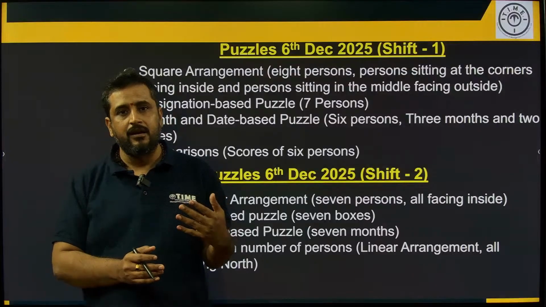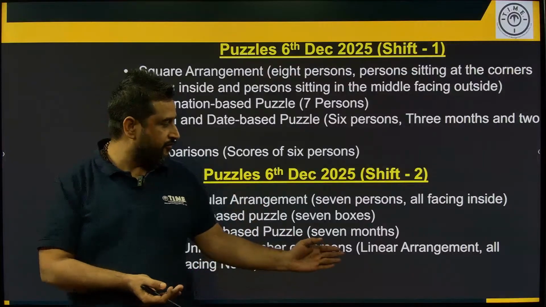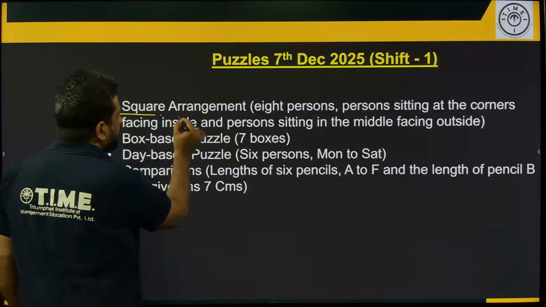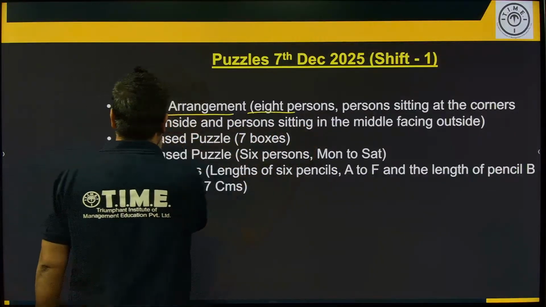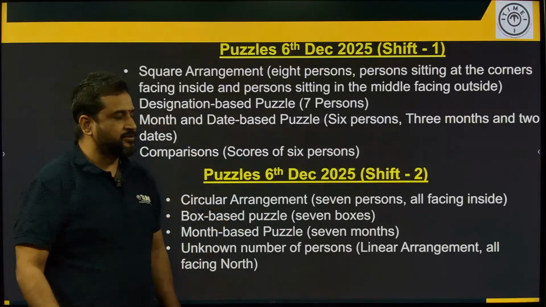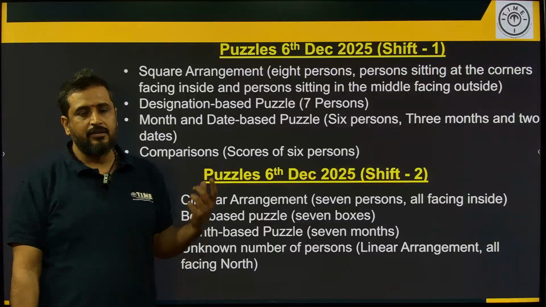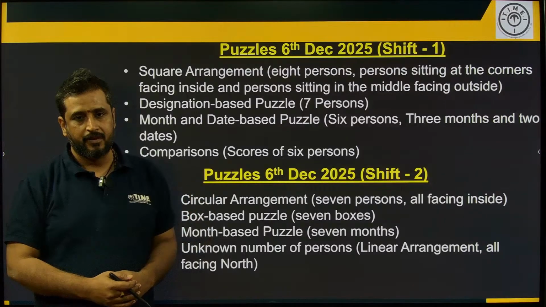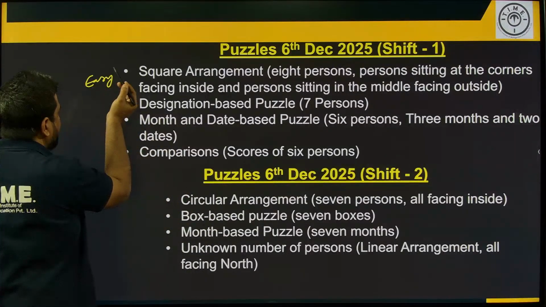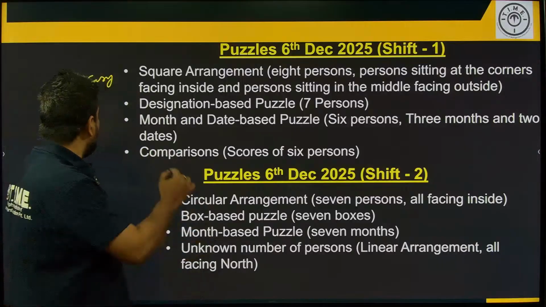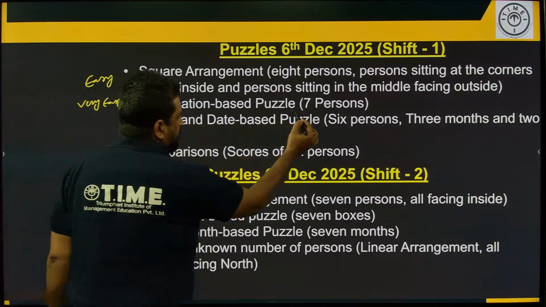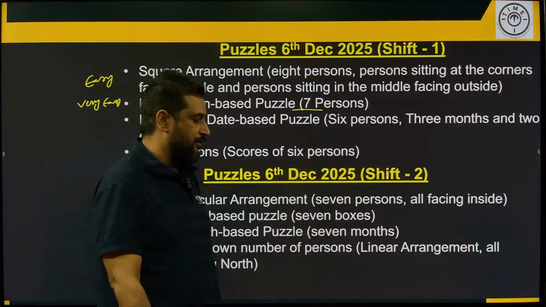A similar kind of set also appeared in shift 1 of another date. Here also there is a square arrangement, with 8 persons, the ones at the corners facing inside, and the persons sitting at the middle of the sides facing outside. So in both the 26 shift 1 and 27 shift 1, they gave a similar kind of puzzle, that is, square arrangement. The level of difficulty of this question is rated as easy to very easy. The designation puzzle is rated as a very easy set, because simply 7 persons and their 7 designations are given.